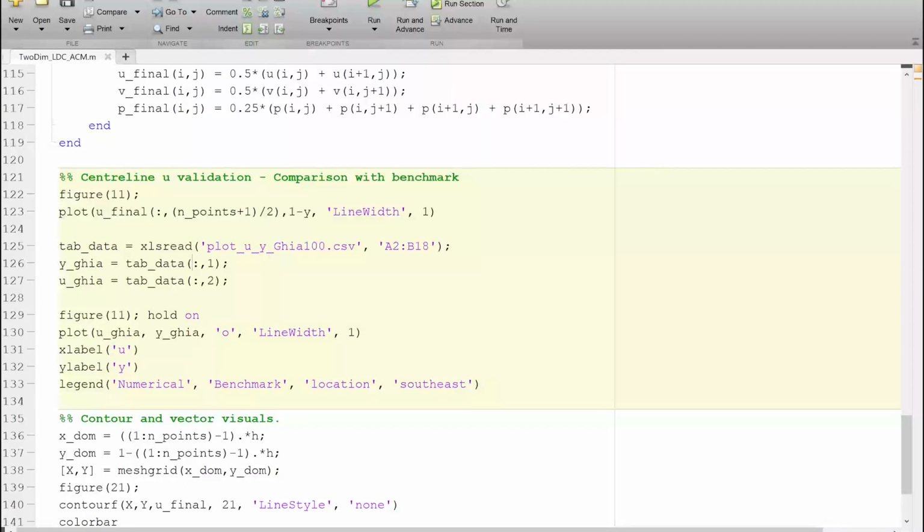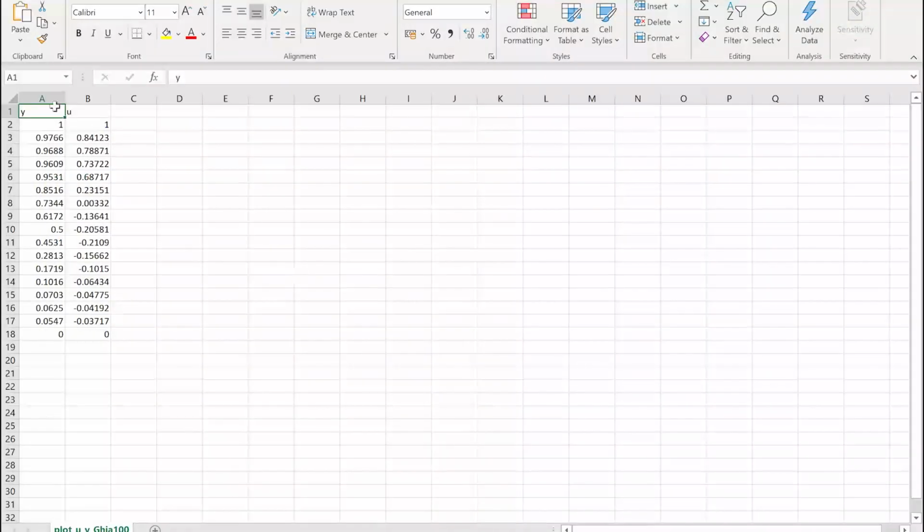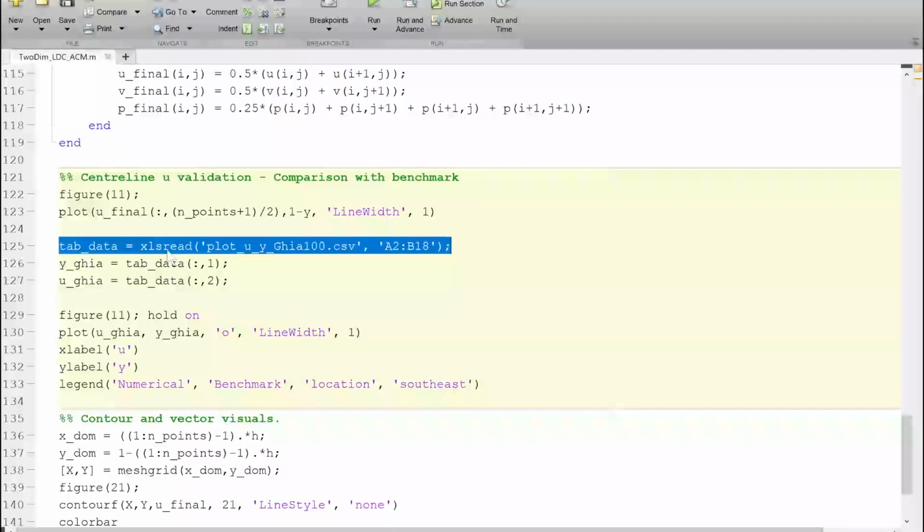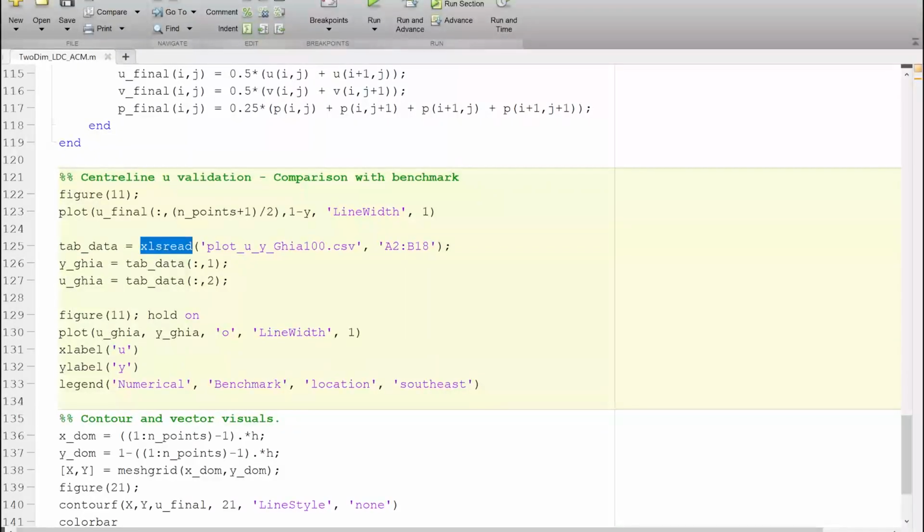And then what I do is I open the Excel file which contains the solution. So I'll show you what that is. In the Excel file, I have 2 columns. One corresponds to y and one corresponds to u. So I use the command called xlsread and obtain that information in tab data and use the corresponding y Ghia and u Ghia to get the y and u velocity from the benchmark solution.